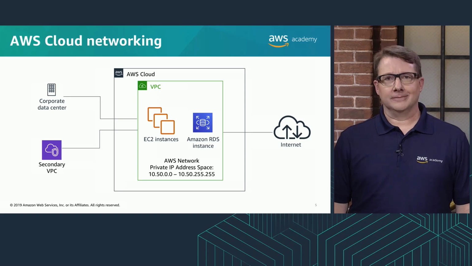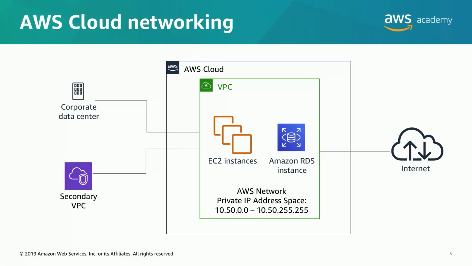network topology. In this example, a VPC contains 3 EC2 instances and 1 RDS instance. It is connected to the internet and the corporate data center. It is also connected to a secondary VPC. As a systems operator, you control these components. That's why it is important that you understand how to configure and use them.